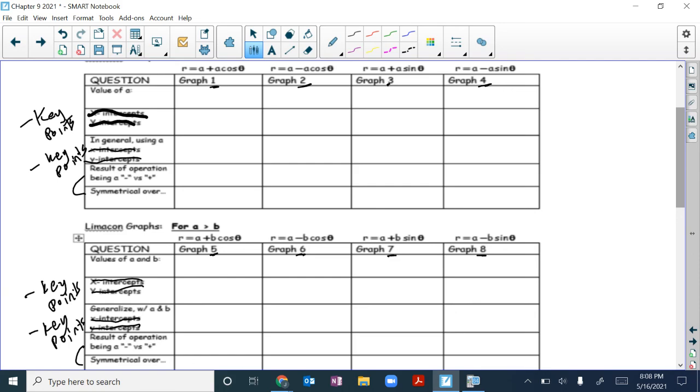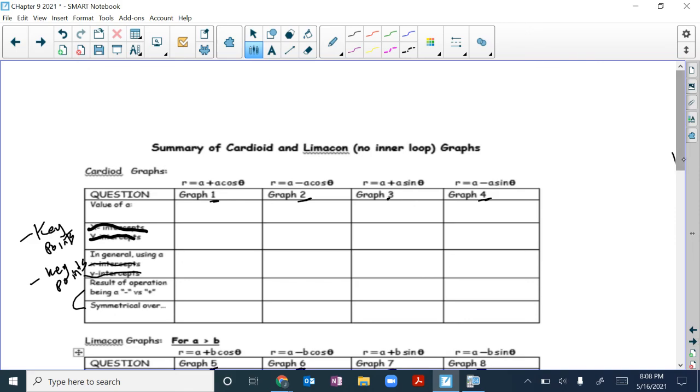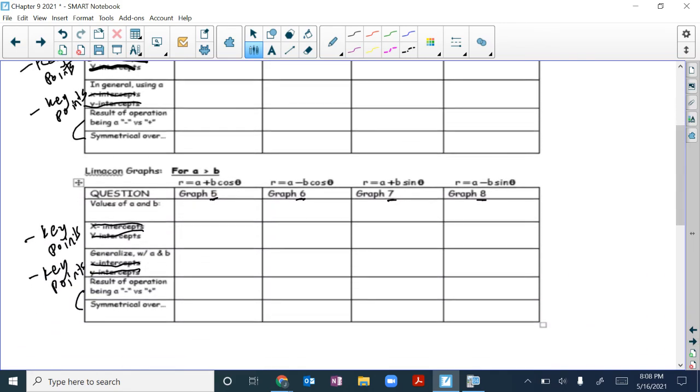But yeah, go ahead. Like I said, work through these 8 graphs. See what you notice, see what you wonder. Try to fill this out as best as you can. And then, like I said, next class, we'll actually go through this so that way you guys can have it filled out, hopefully, correctly. Okay?